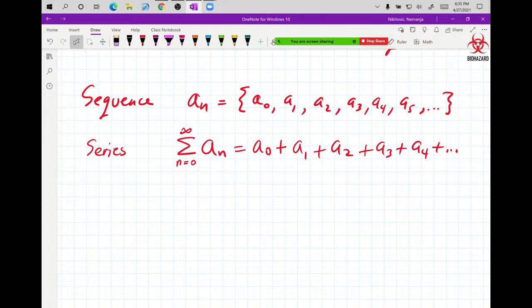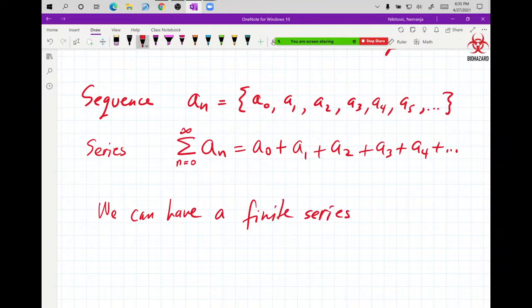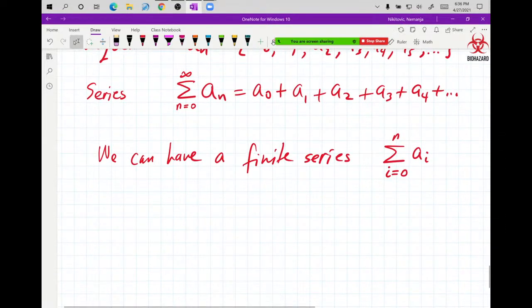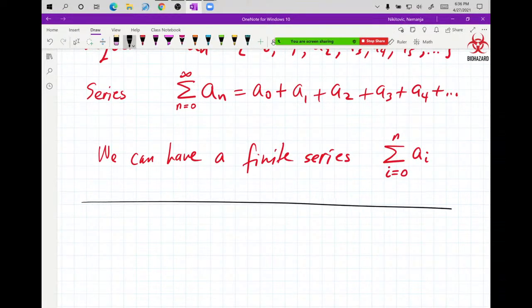And you can also have a finite series. Let's say summation i starts at 0, goes to n of some ai. See, these variables have to match. They have to match because that is where you are stuffing the numbers 0, 1, 2, 3, 4, and so on.